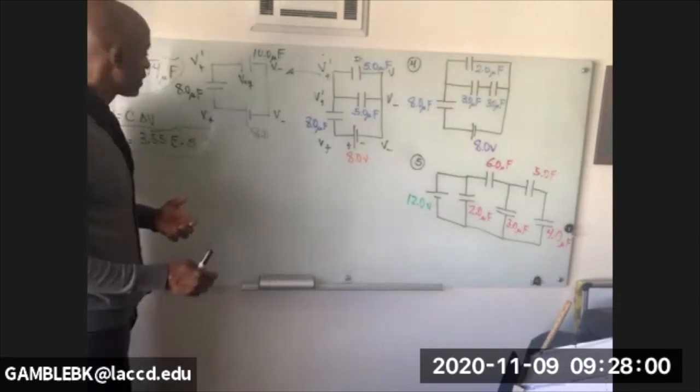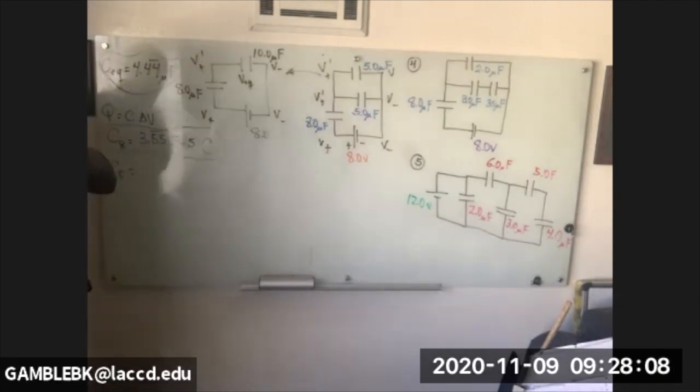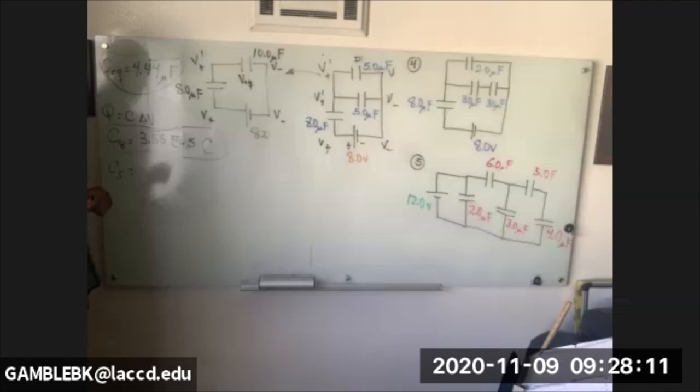So in this case, we know that the charge on each of those 5 microfarad capacitors is just going to be half of the 3.55. And what is that? Is it 1.77 repeating?